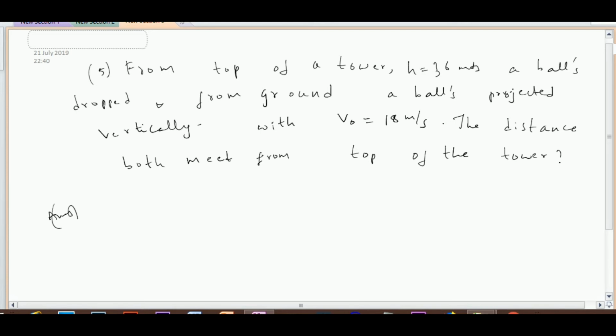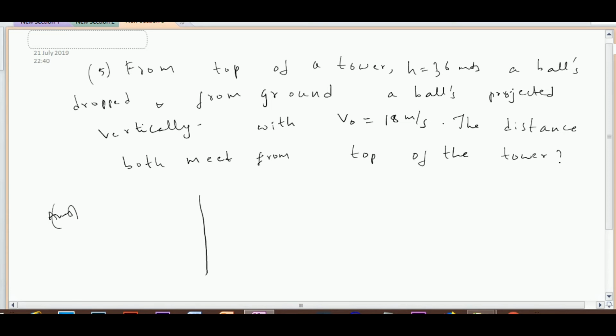So now what we need to find? The distance from the top of the tower at which both the balls meet. So the balls both should cross each other at some point of the building. From that point we need to find the distance from the top. Okay, so how do we do this? For these kinds of problems, it is better if we draw some diagram for easy understanding, using values and variables.